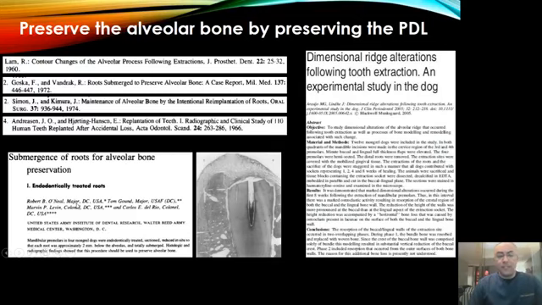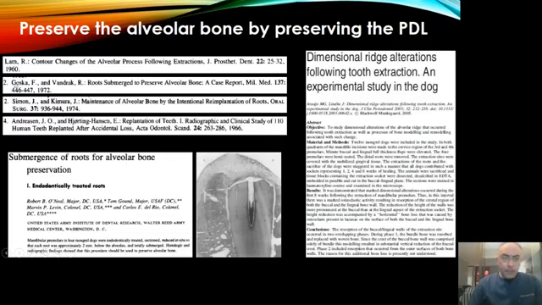Back in the 1970s, Dr. Bob O'Neill, my good mentor and friend, published papers on submerging the root for alveolar bone preservation. So people were aware, and they showed exactly that this is a method to preserve the bone around the area. They tried to submerge a root, in this case root canal treated, and they observed that the alveolar ridge was preserved.